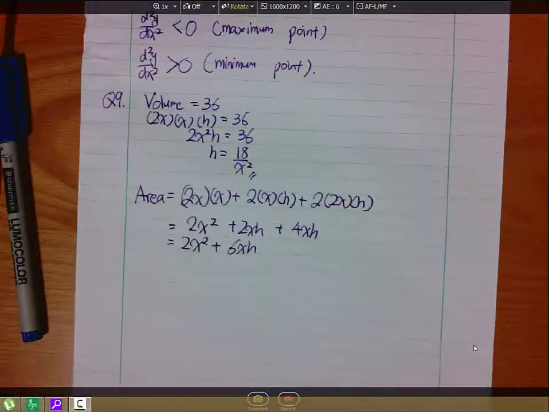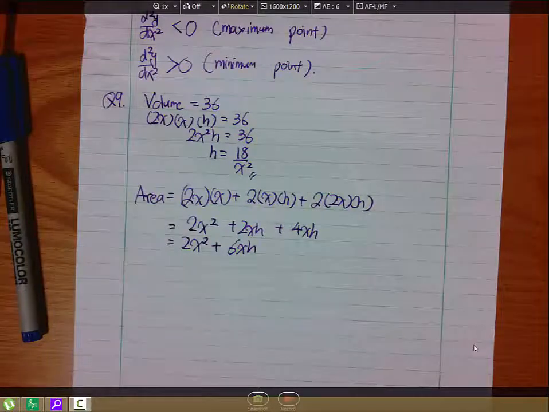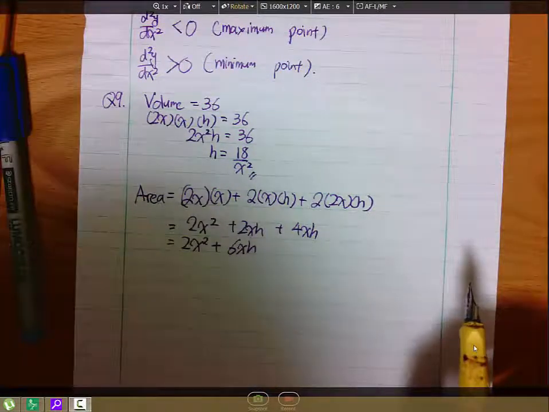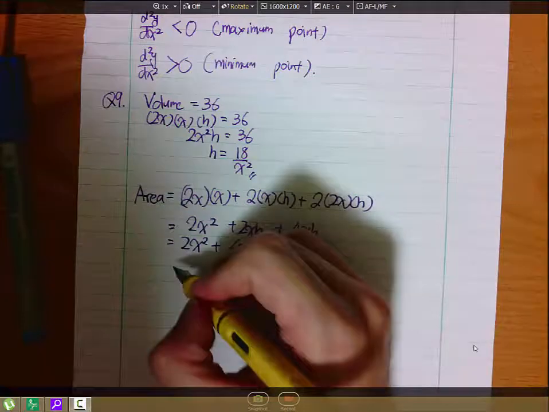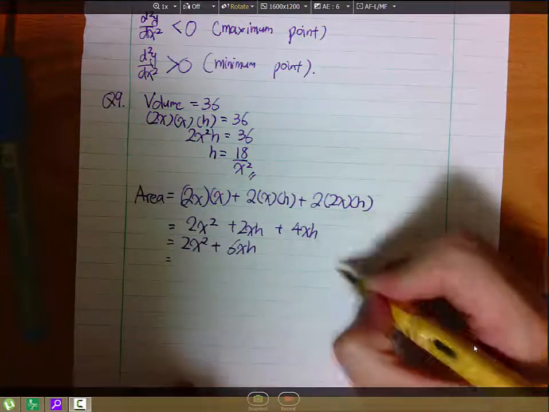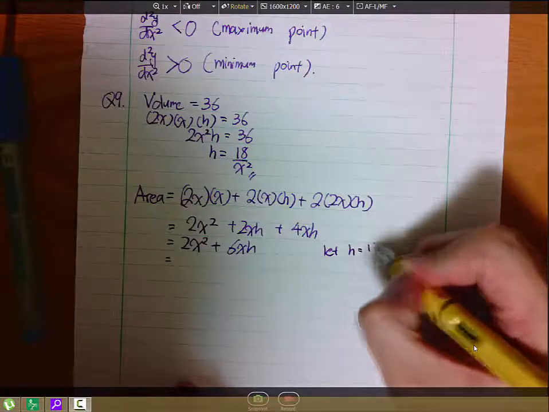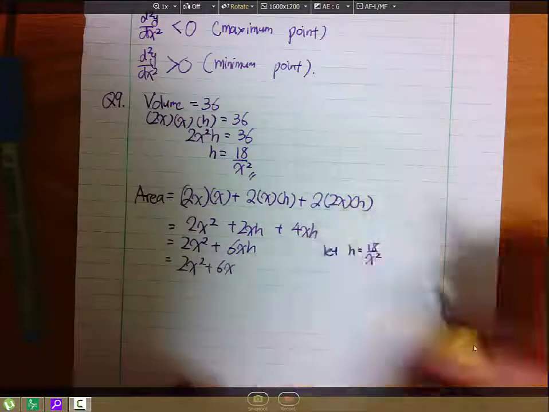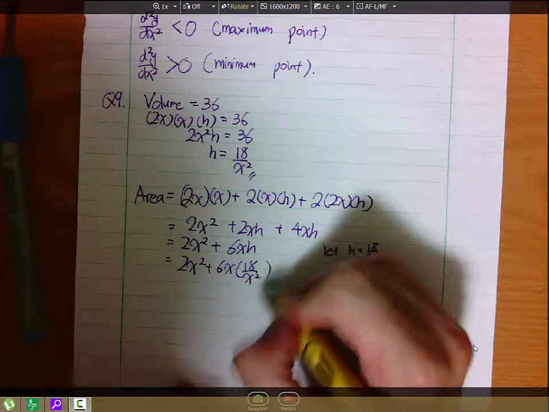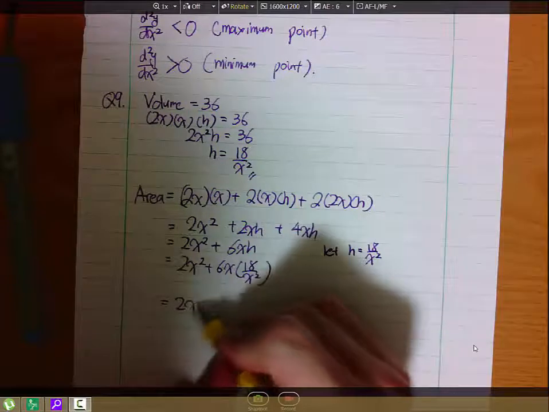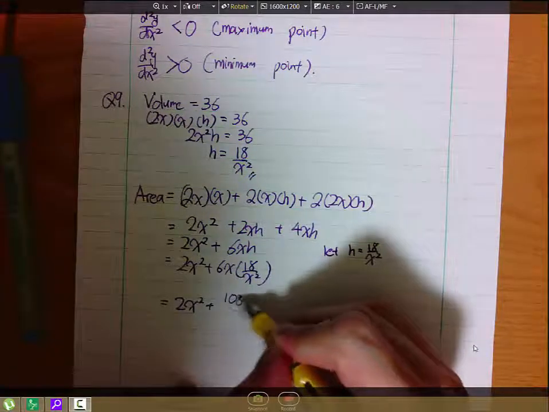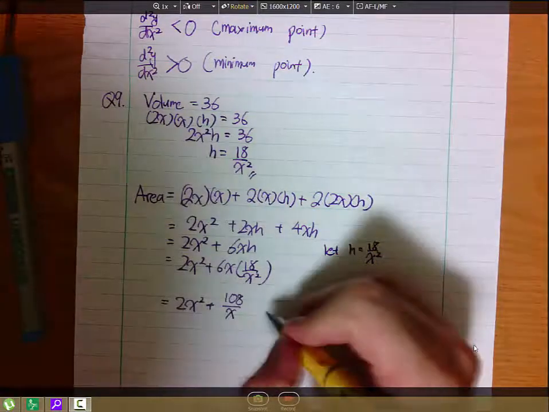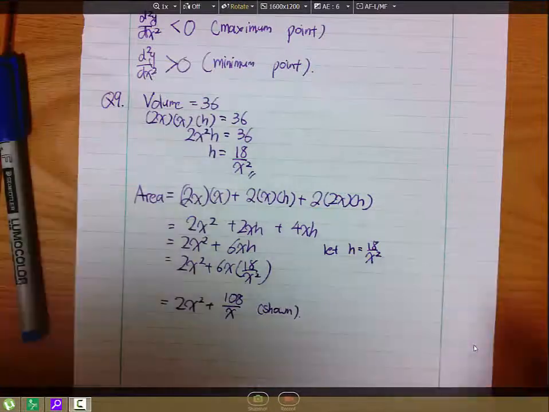Basically, for a rectangular box, there will be 6 different sides. So this one will give us all 6 different sides. Then what we get here is this. We let h equal 18 over x squared. So we get 2x squared plus 6x times 18 over x squared. In the end we get 2x squared plus 108 over x, and we have shown what the book wants us to show.